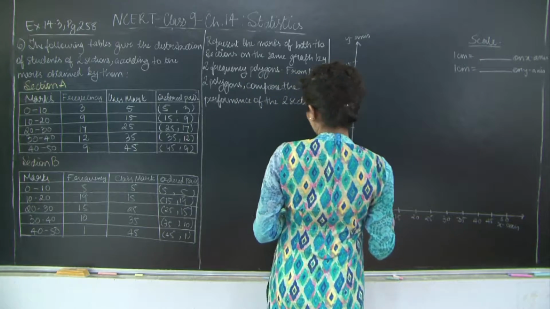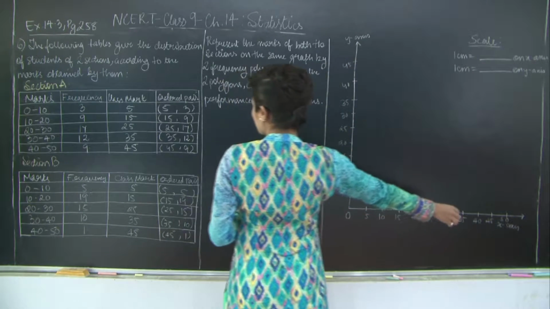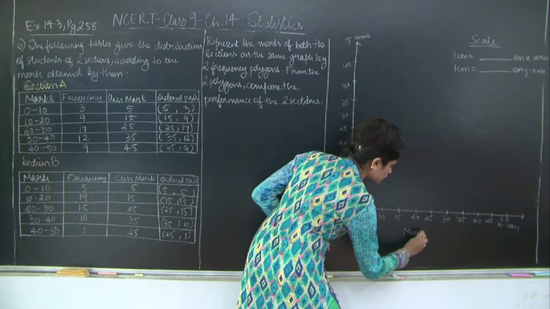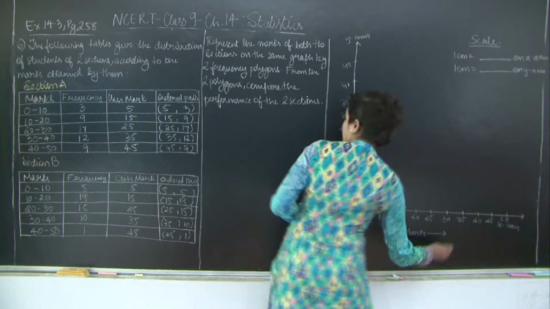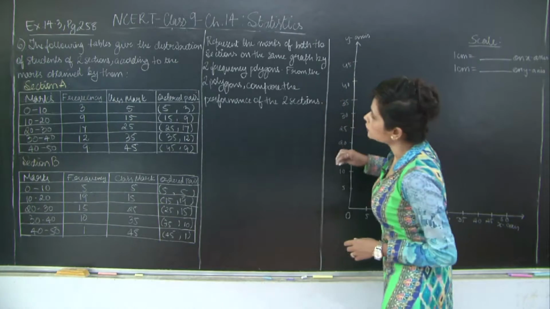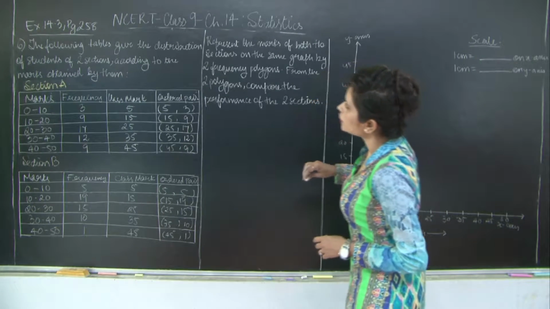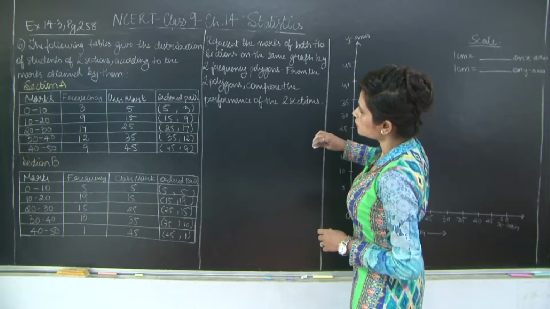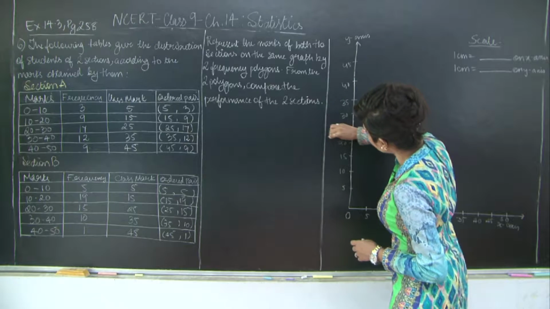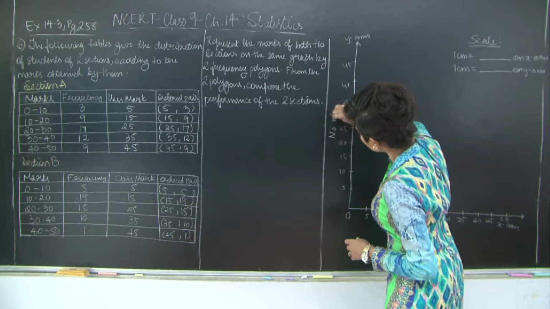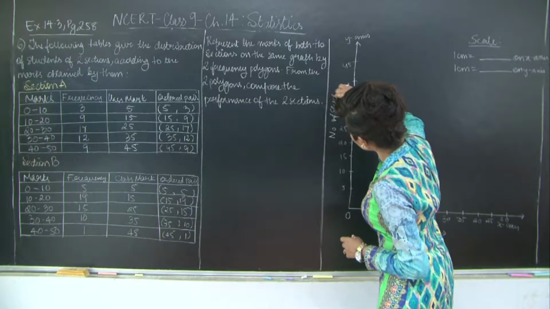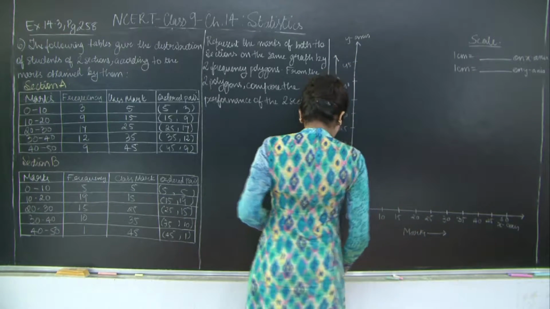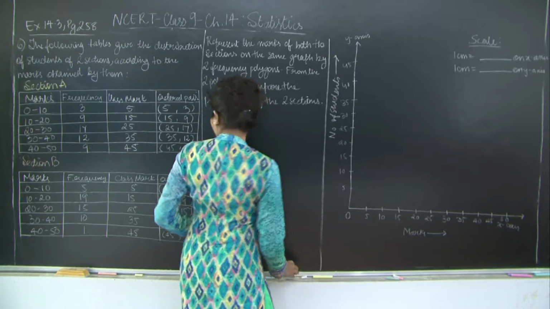So what do we have on the x-axis? On the x-axis I have my marks and on the y-axis I have the frequency, the distribution of students. So this is the number of students. Let's start with the first frequency polygon.